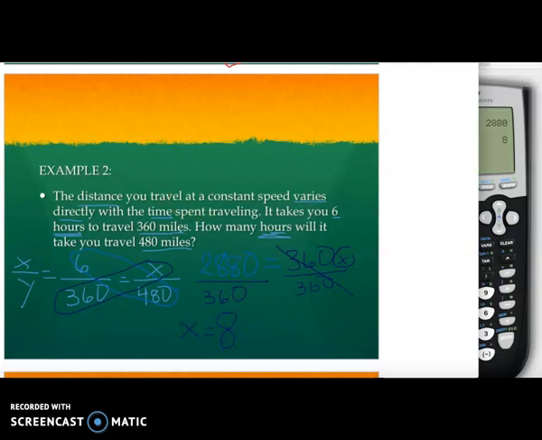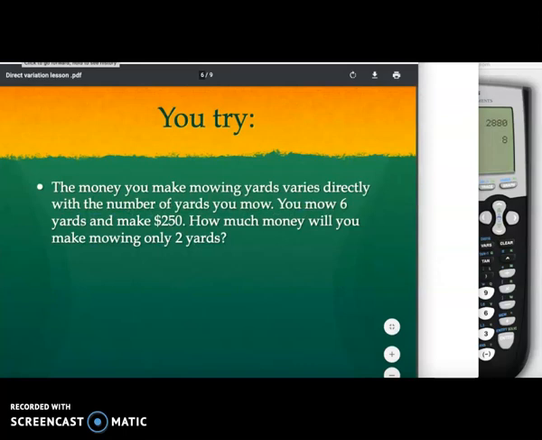So when it says, how many hours will it take you to travel 480 miles? It will take us 8 hours. Try this problem on your own and see if your answers compare to mine.